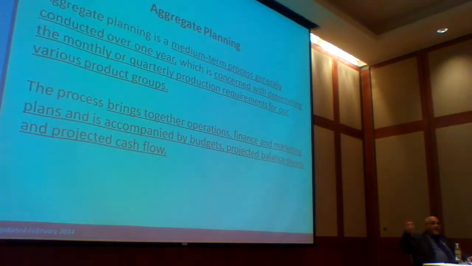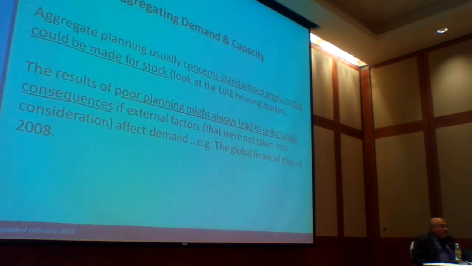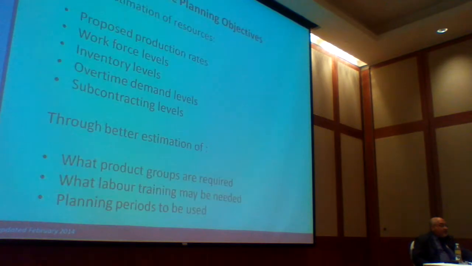PP equals forecasted demand plus SS, safety stock, minus stock on hand. You can use it to produce aggregate planning, but this plan actually will be impacting all the parties you are involved with, like marketing, finance, all the different groups. Okay? Aggregate planning usually concerns standardized products that could be made for stock. Poor planning might always lead to unfortunate consequences.